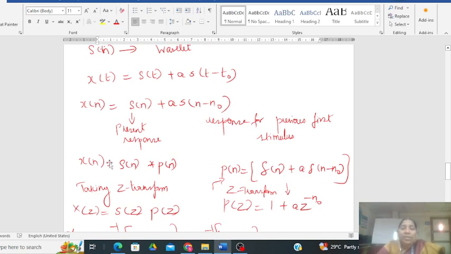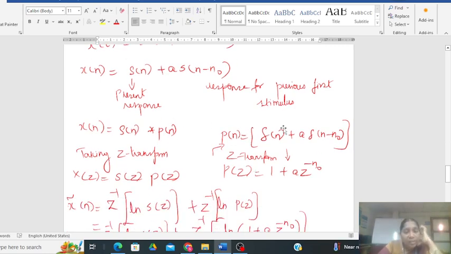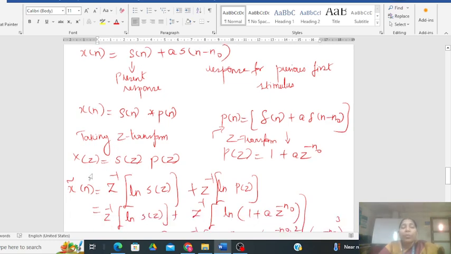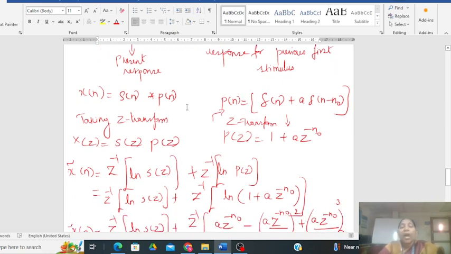Then this x of n is represented as s of n convolved with p of n. This p of n is nothing but the filter. Here it is given by delta of n plus a into delta of n minus n naught. That is the impulse function plus a constant multiplied by a delayed version of the impulse function. This gives the filter response p of n. Now in this expression you have to take the z transform. So you will get x of z equals s of z into p of z, and this p of z equals 1 plus a into z power minus n naught when you apply the z transform.